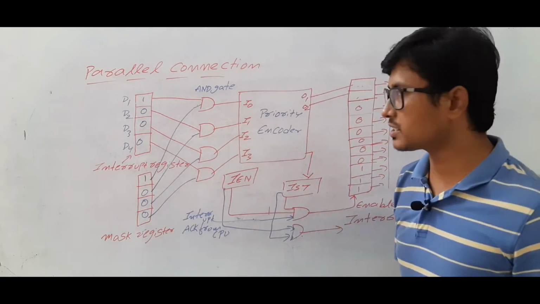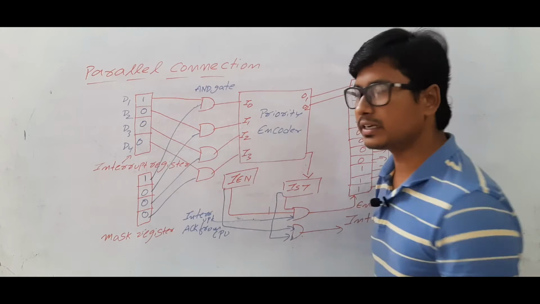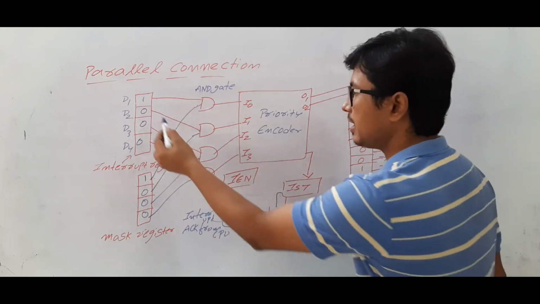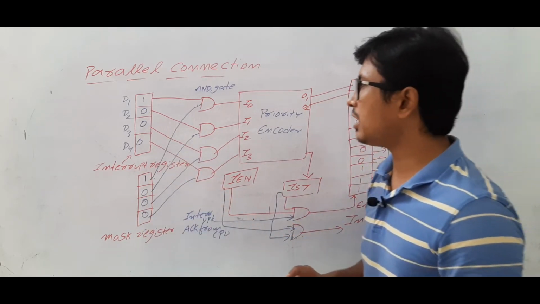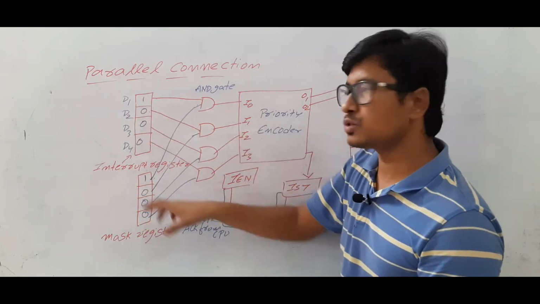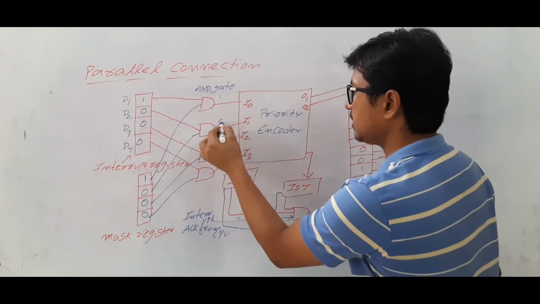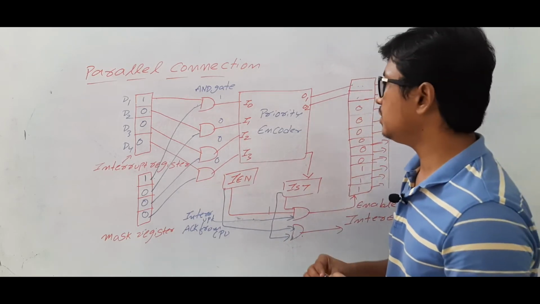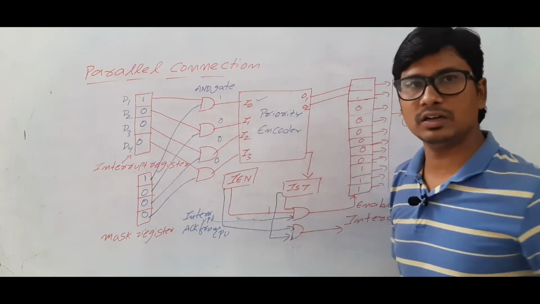Are you able to understand? Now if I give these two vectors to the AND gates, this bit and this bit I am giving to one AND gate, and similarly D2 and this bit I am giving to another AND gate. So now what will happen? This is 1 and this is 1, so this AND gate will give the output as 1 and the remaining are all zeros. Am I right or wrong? Now in this priority encoder, I0 is enabled and the rest are all zeros.